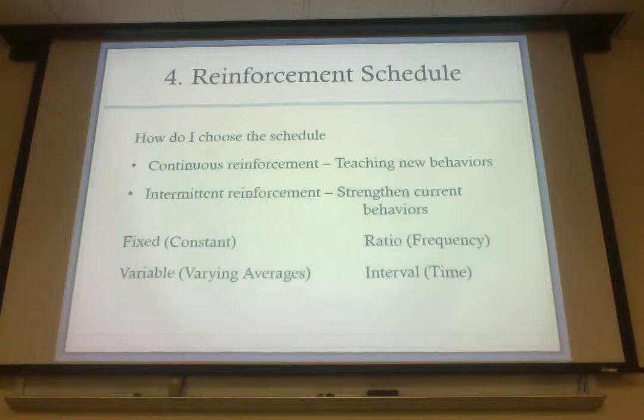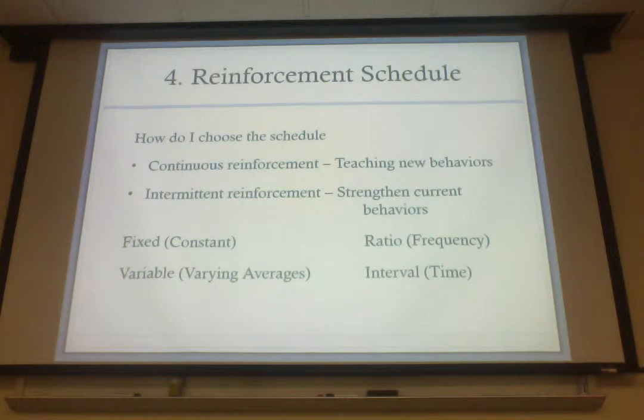But how do you know which one to choose? Continuous is a good schedule to use if you're teaching a new behavior because it's got constant reinforcement. The child is going to make that association faster. Intermittent reinforcement is for when the behavior is already occurring and you just want to strengthen it. And I put down there a couple of words that you could make an association with, since these terms are a little confusing. Fixed, it's constant. Variable, it's varying averages. Ratio is the frequency of behaviors, and interval is time.